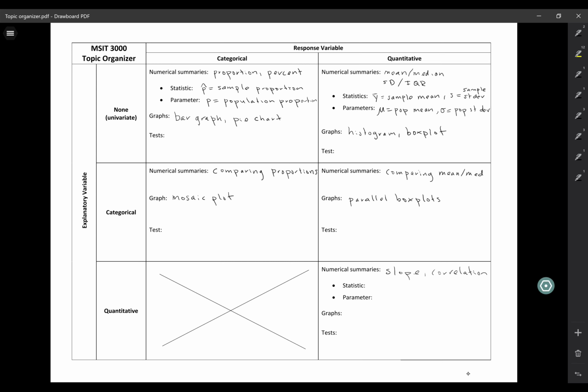We did our hypothesis test in terms of the slope, so we saw both a statistic and a parameter there. For the statistic, we did that as b1, that's the sample slope, and the parameter is beta 1, that's the population slope. We also saw some other statistics, like the correlation is r, and r squared tells us how much variability is explained. We didn't really do hypothesis tests for these, so we didn't write them in terms of parameters. And then the graph that we're going to use to examine a relationship between two quantitative variables is a scatter plot.